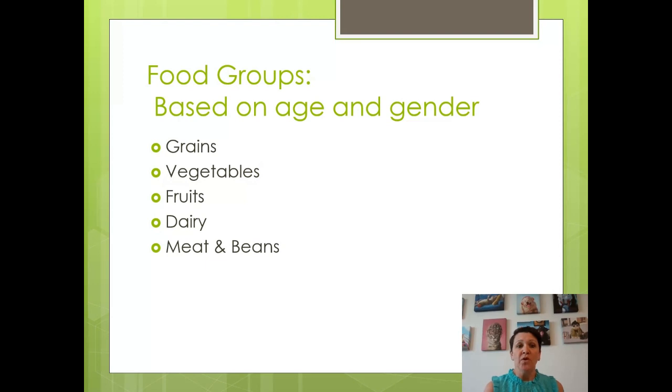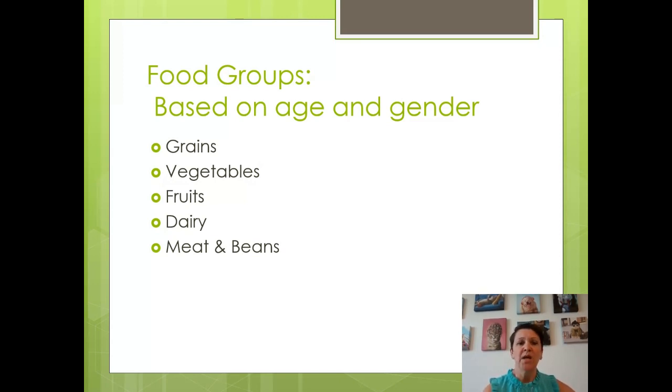All right, so there are the basic food groups: grains, vegetables, fruits, dairy, meats, and beans. Now, if you're not a dairy eater, this is going with what used to be the food guide pyramid. Now it's my plate. It keeps changing, but that is the breakdown. It might not be your specific food groups because you may be vegetarian or vegan, but that is the basic for just a normal diet.